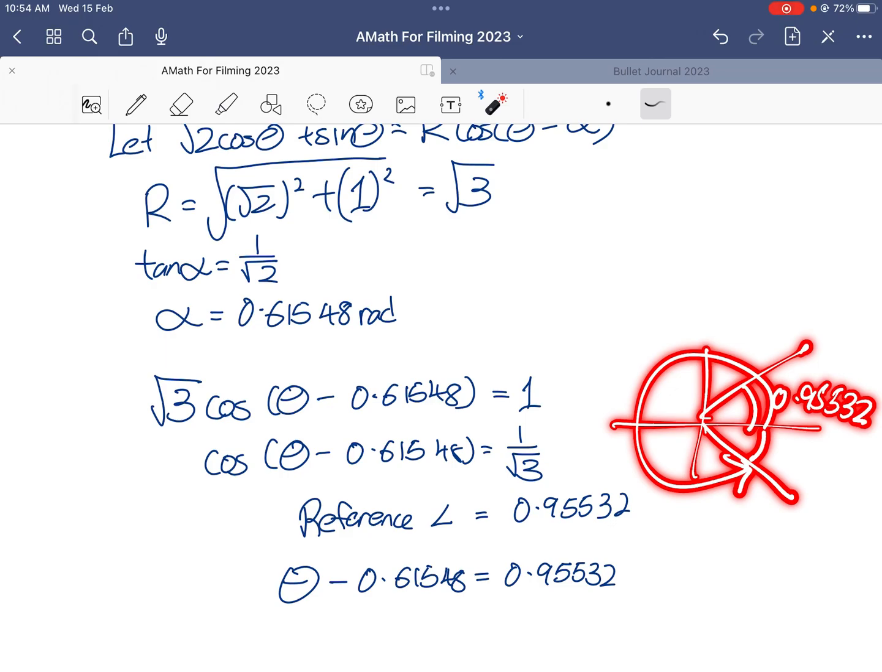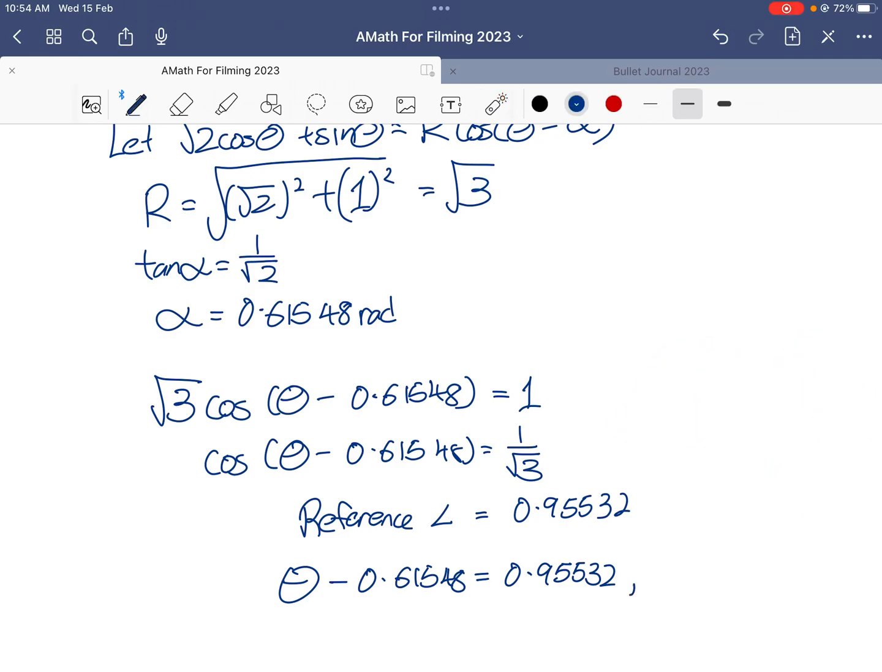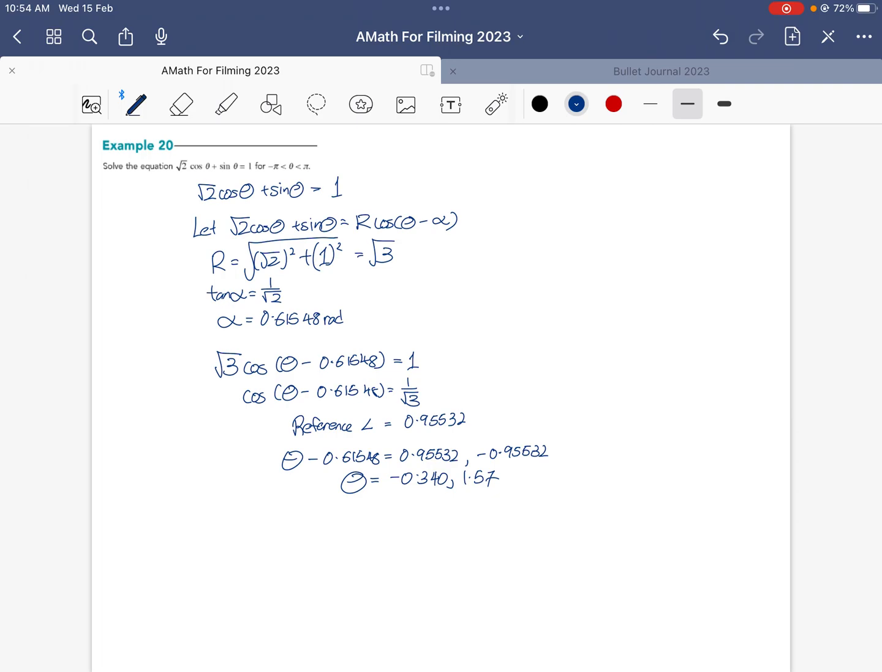Then if I subtract another 2 pi again, it means I go backwards. Remember, adding 360 and subtracting 360, you get back the same angle. So the other angle I can get is negative 0.95532. So my theta value is simply negative 0.340 and 1.57 radians.